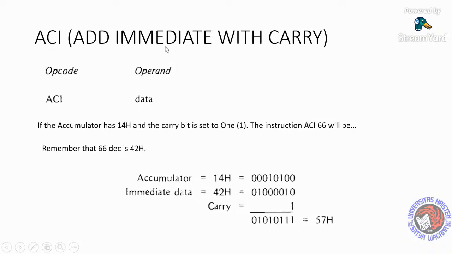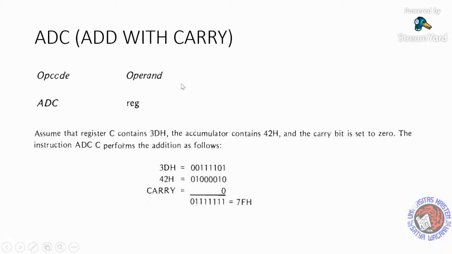So this is the immediate program. The operand is the data, not a register. And then this is the register as operand. It is the same as the previous session. So we have three parties here.